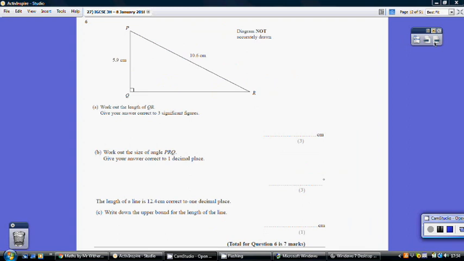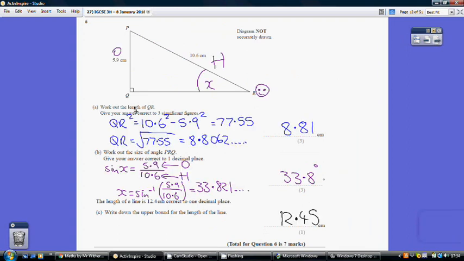Question 6. Now with part A, we've got to find the length of QR. So at this point it's just side, side, find a side. So it's going to be Pythagoras. We're finding one of the shorter sides, so it's a taking away Pythagoras. So QR squared equals 10.6 squared minus 5.9 squared.